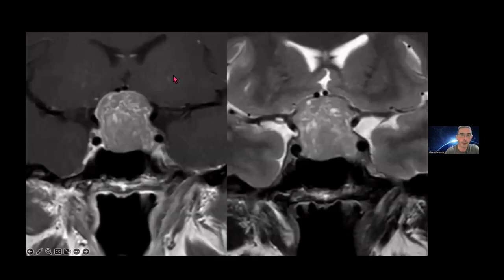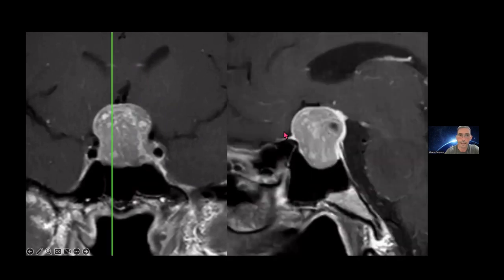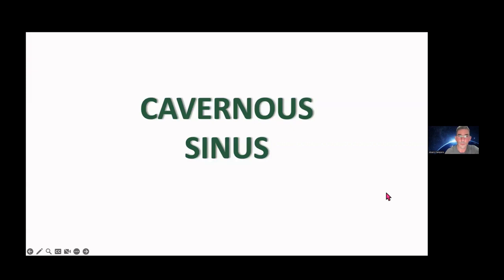Another example, we can see in this part a line with enhancement, and here not. So here we have just arachnoid, this is a mixed sellar barrier. And here on the right side, we have pituitary gland. And we can see after the surgery that on the left side is just arachnoid.